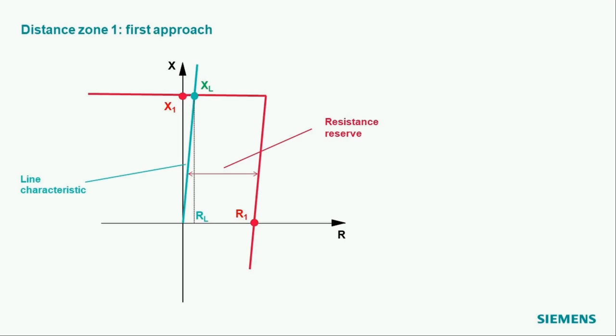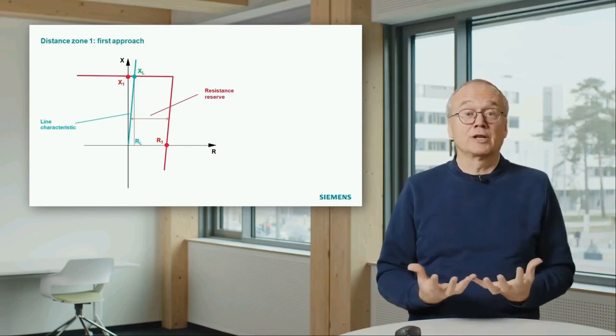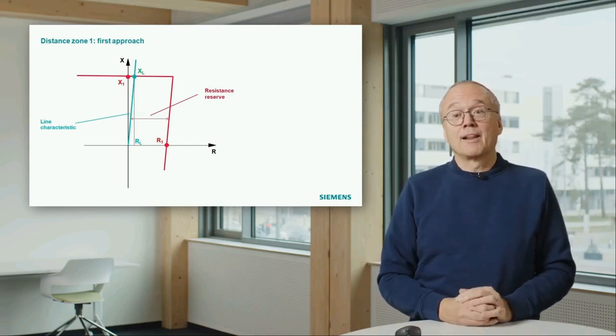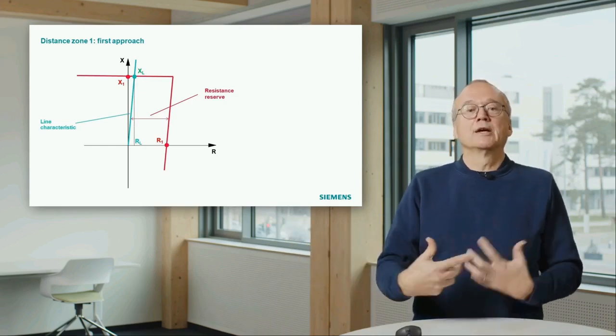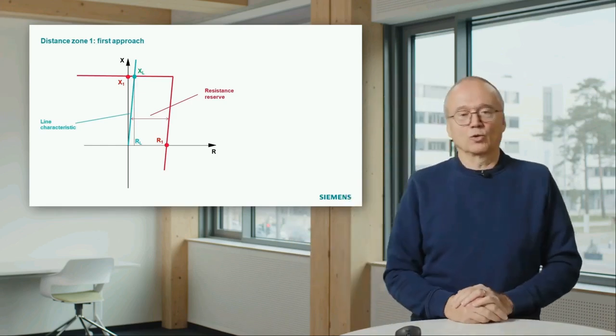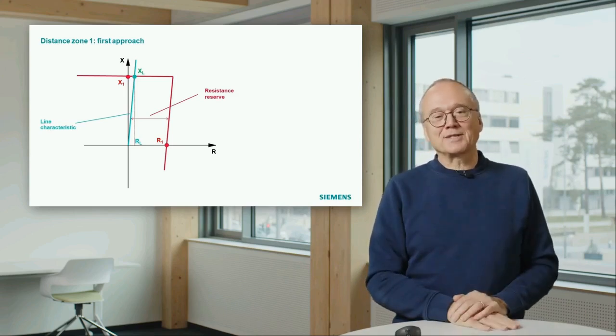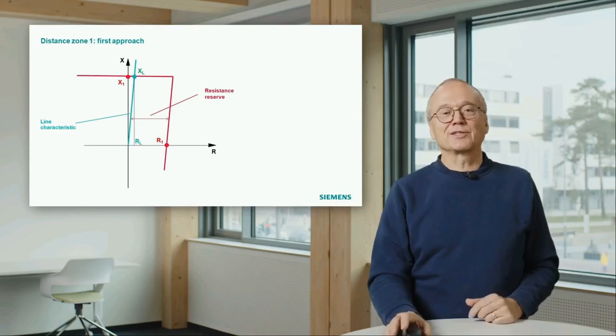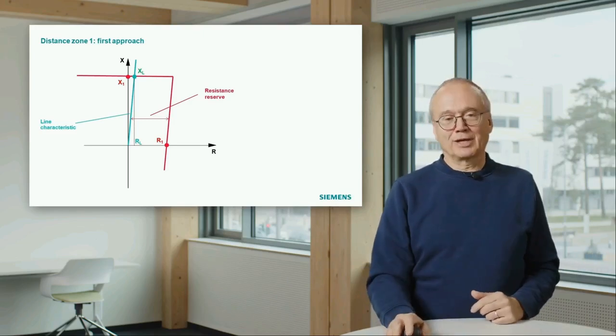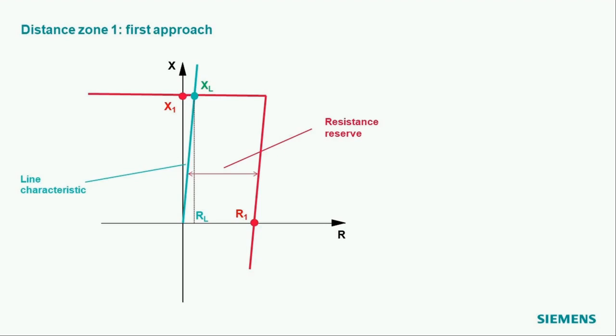Then we would be very sensitive. We would be able to catch high resistive faults. But in a strong load situation, the measured point would move in and we would trip on load. That is not good. So that is always a discussion, this resistance reserve, how to set it in a distance relay. And we will talk about that a bit more at the end of this video.